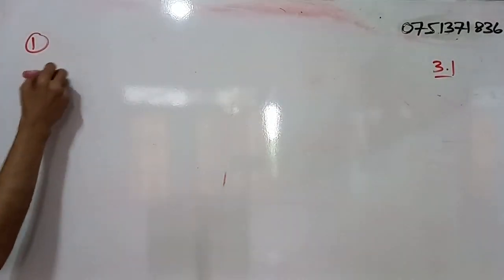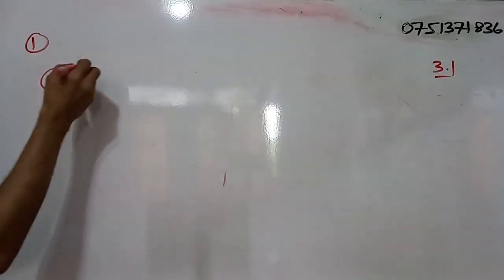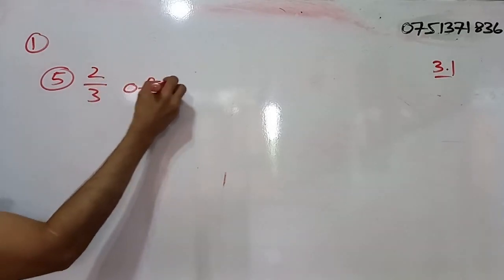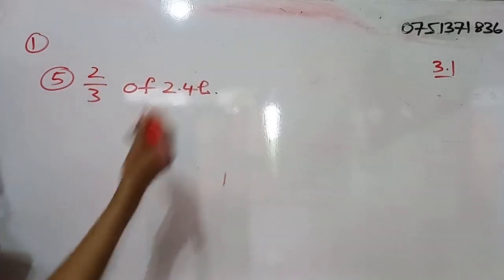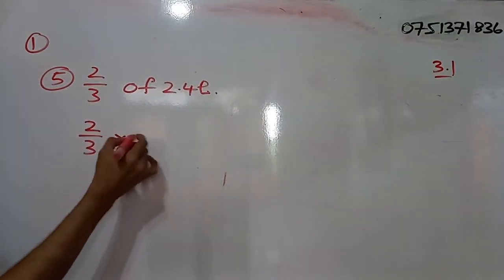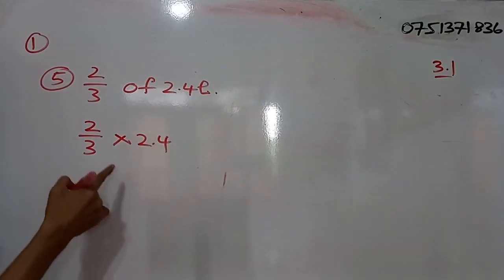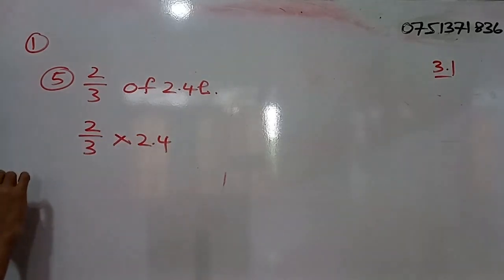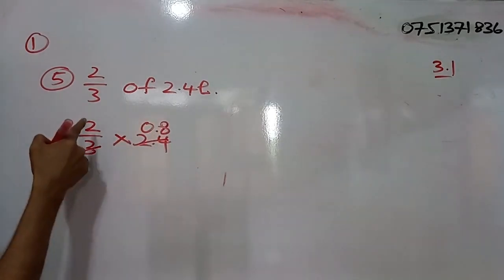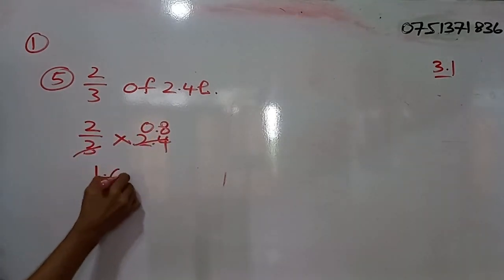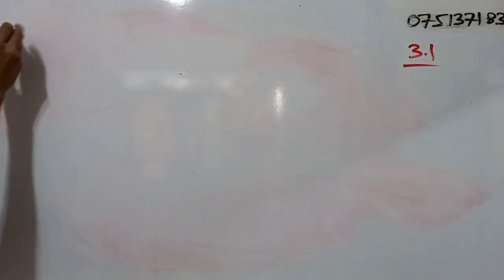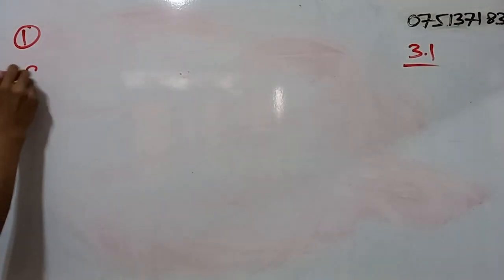Right. Part 5, what do we have? 2/3 of 2.4 liters. So 2/3 multiplied by 2.4. So 2.4, when we divide that by 3, what is it? 0.8. 2 into 0.8, what is that? 1.6 liters.